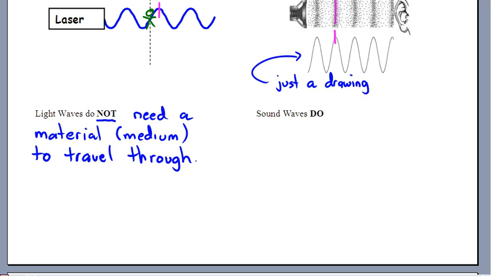Sound is different. That mechanical push-pull of the air molecules, it needs something to squish. It might be water that's being squished to higher pressures, or it might actually be concrete, but sound waves do need material to travel through. They need a medium.